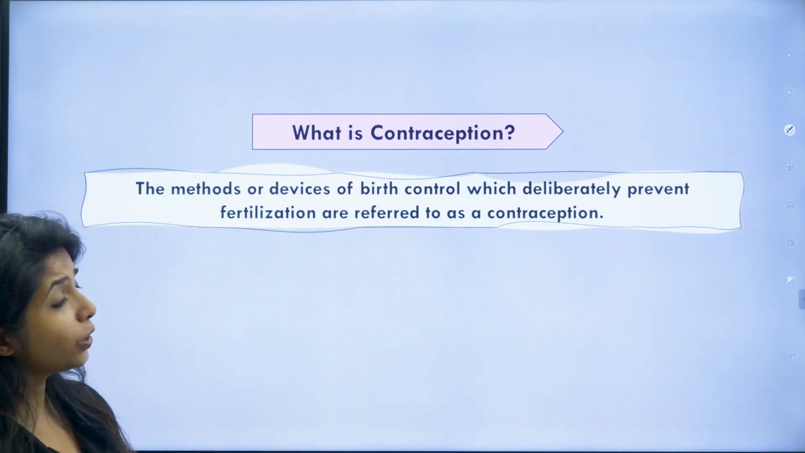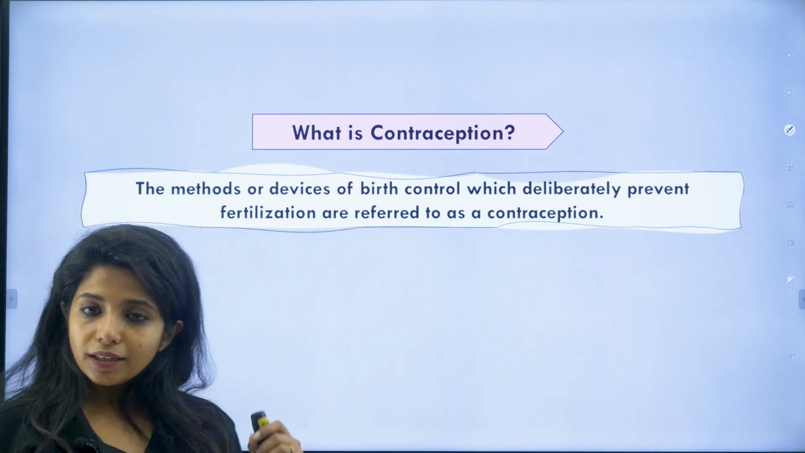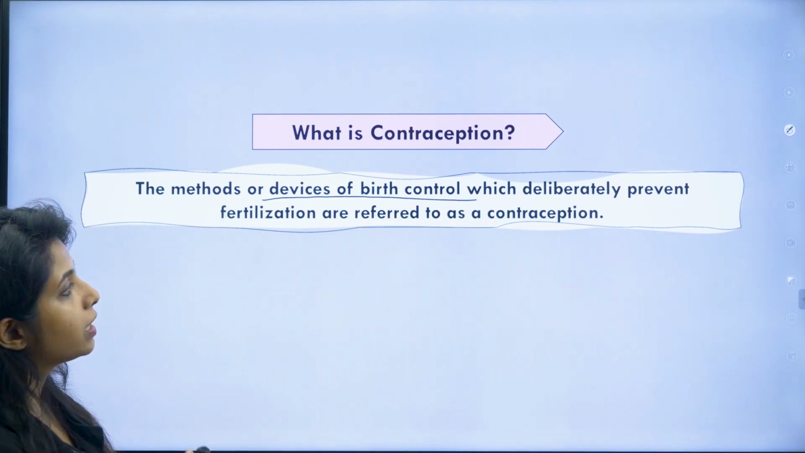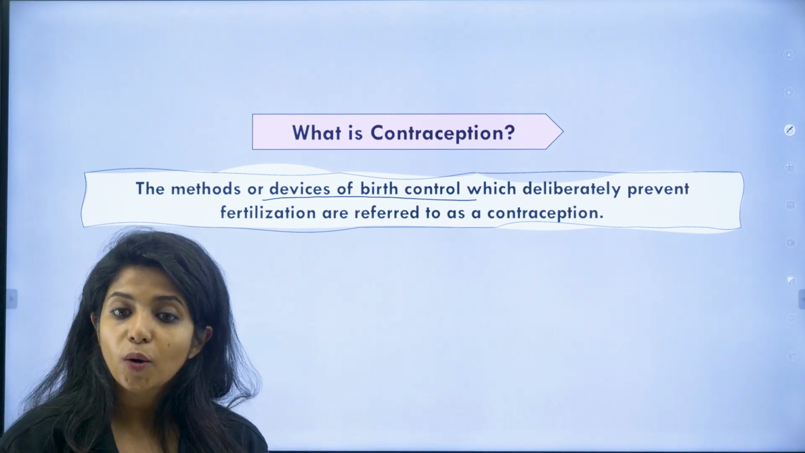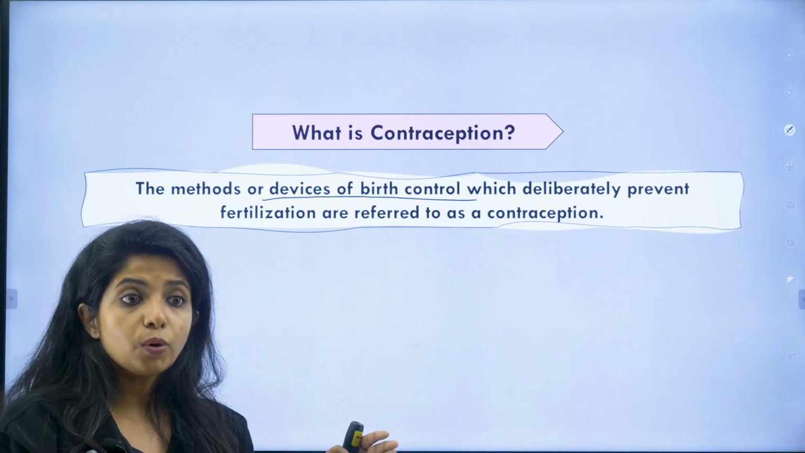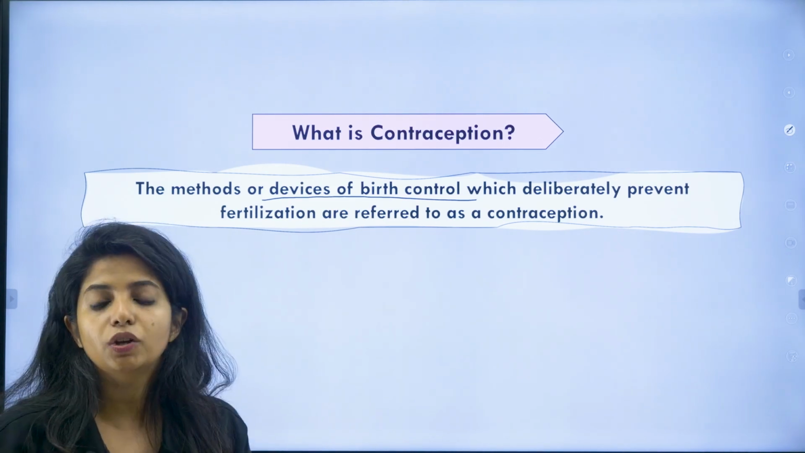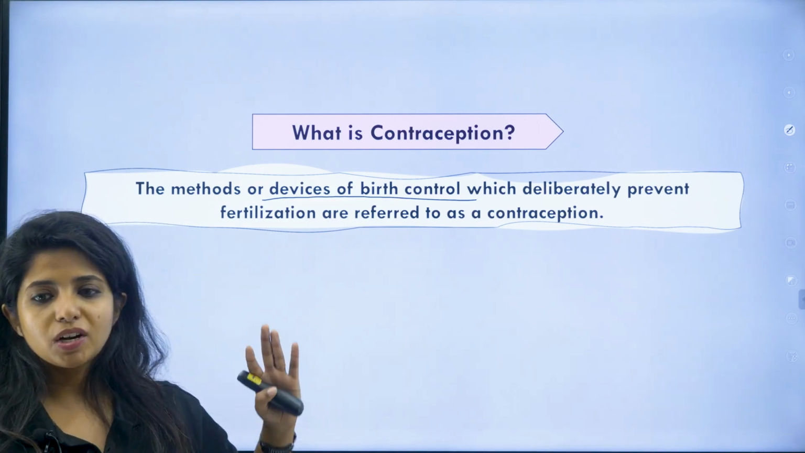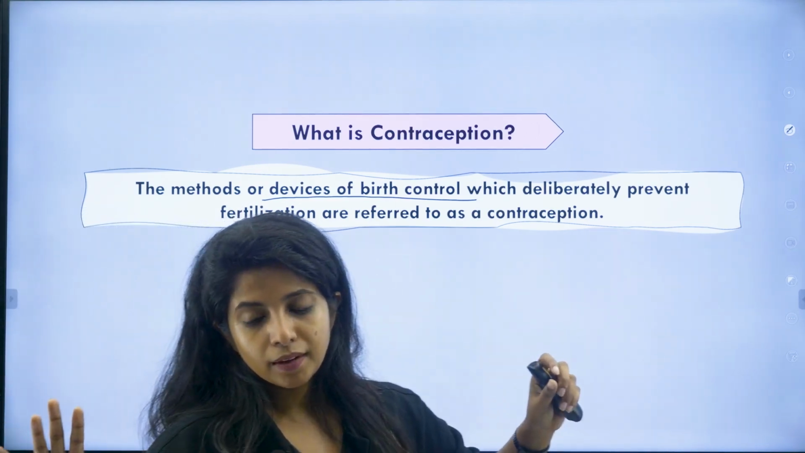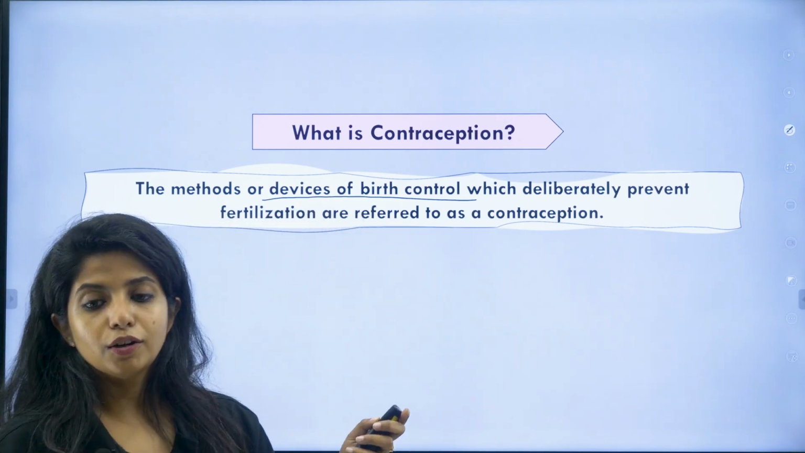Now, what do you mean by contraception? The methods or devices of birth control which deliberately prevent fertilization are referred to as what? Contraception. So you do not want fertilization to happen, or if fertilization has happened, you do not want the embryo to get embedded in your endometrium. All the steps come under what? Contraception. This is a birth control mechanism. You do not want a baby to be formed.